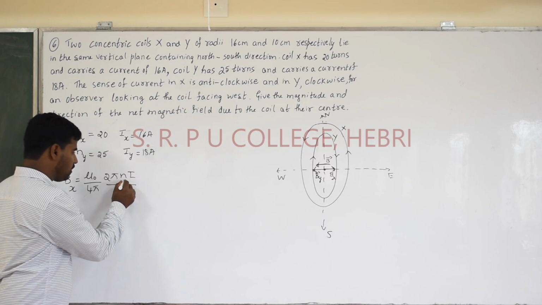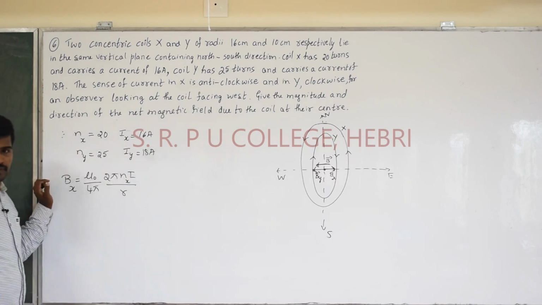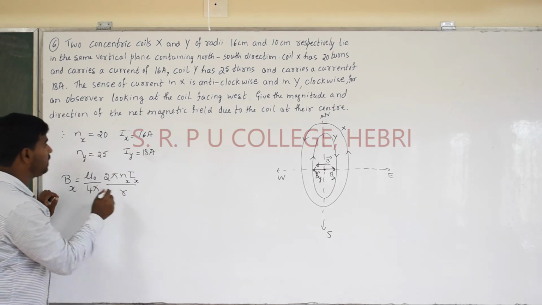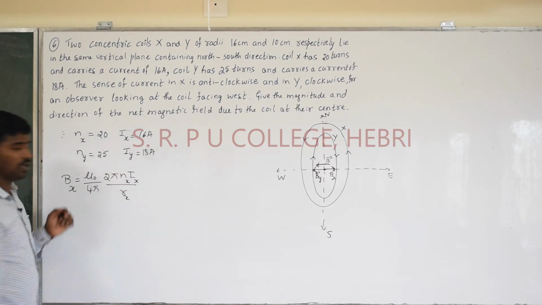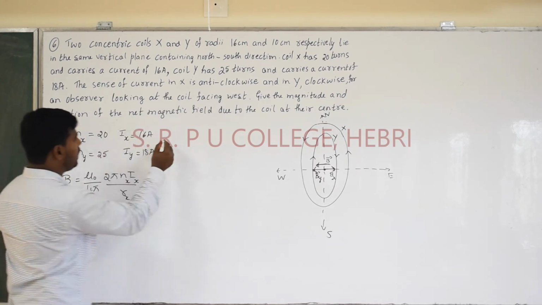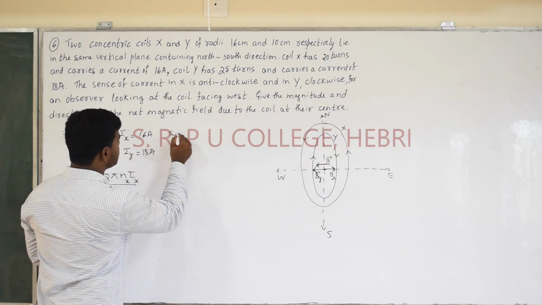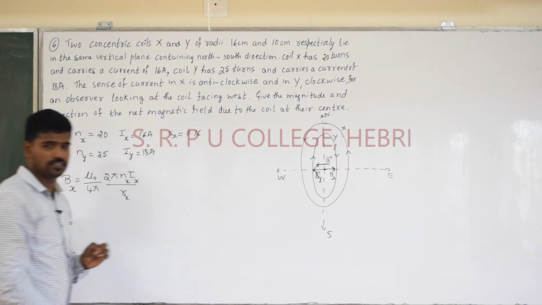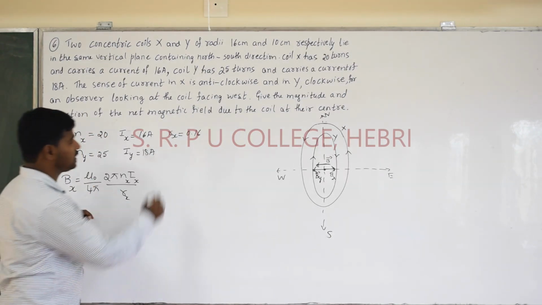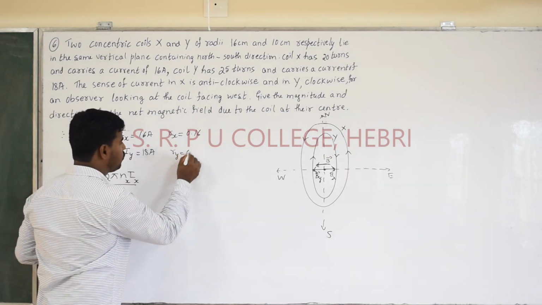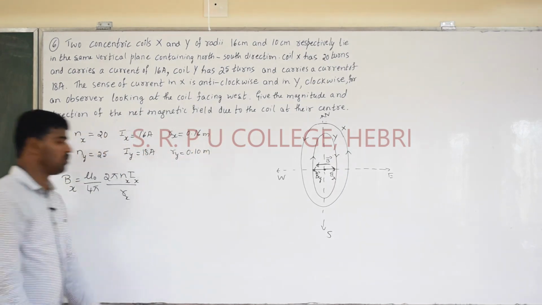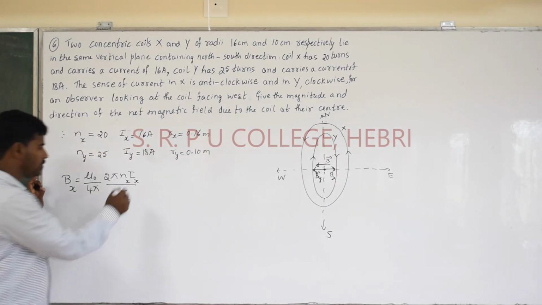In that, N_X, I_X and the radius R_X. What about the radius of the coil X? R_X is equal to 16 centimeter, that will be 0.16 meter, and R_Y is equal to 10 centimeter, that is 0.10 meter. Is it clear? Yes, now you have to substitute the values.